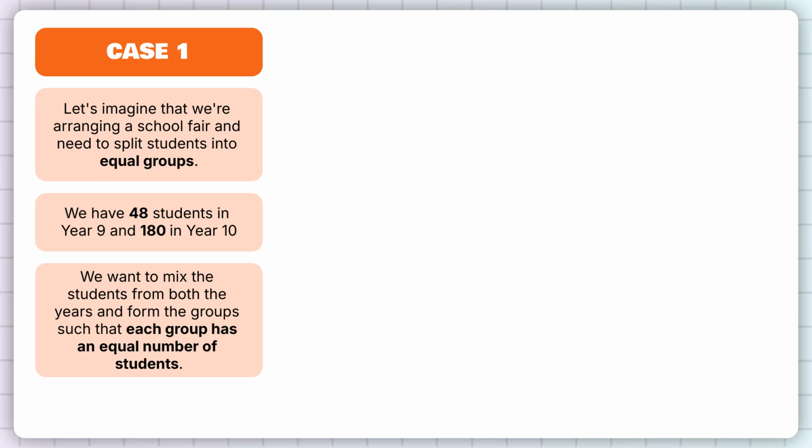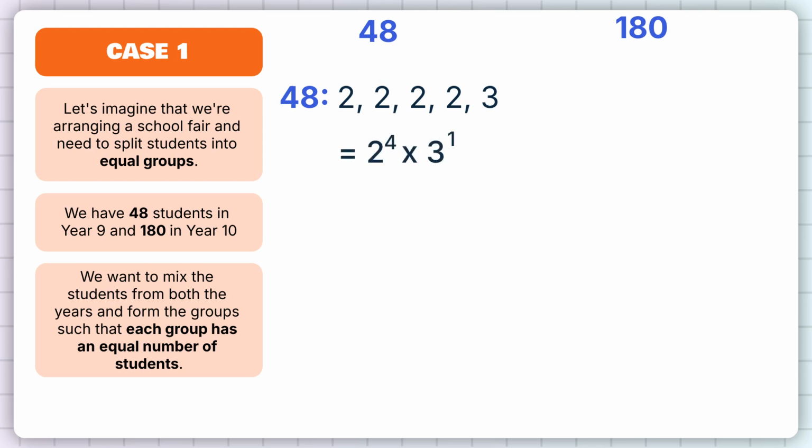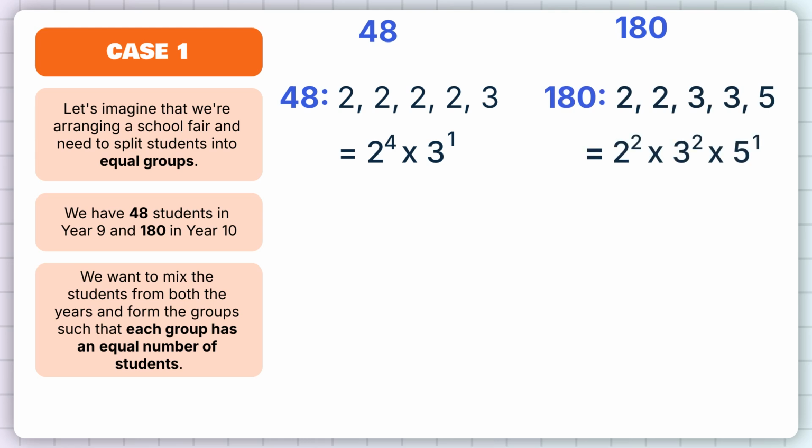First, let's take the numbers 48 and 180. Step 1. Let's find out the prime factors of 48 and 180. The prime factors of 48 are 2, 2, 2, 2, and 3, or when written in exponential form, 2 to the power of 4 times 3 to the power of 1. And the prime factors of 180 are 2, 2, 3, 3, and 5, or when written in exponential form, 2 squared times 3 squared times 5 to the power of 1.